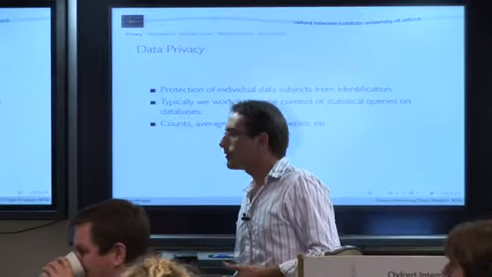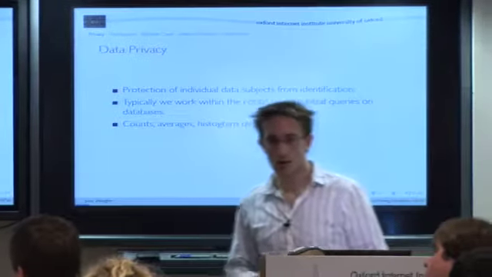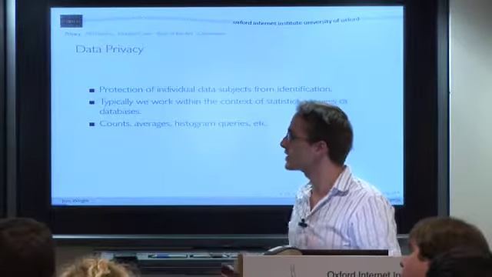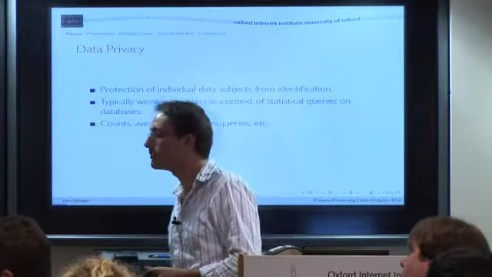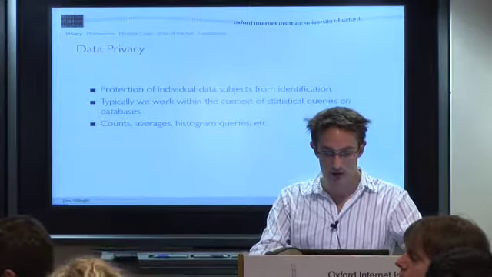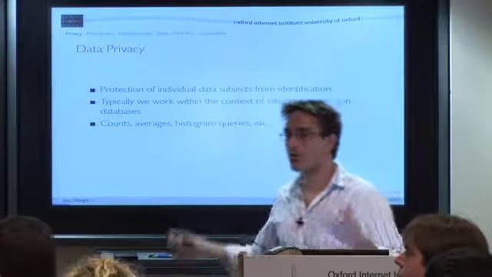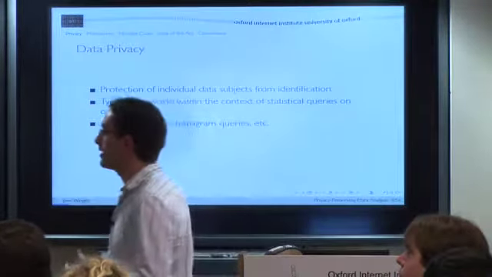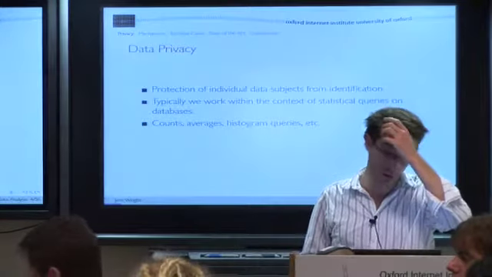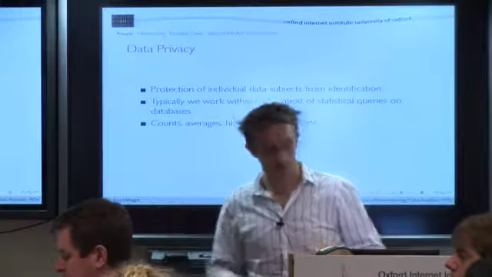So if we're interested in protecting data subjects from identification, we're usually going to be talking about databases, or an abstraction of databases, where we have some information on people and we're going to do some sort of processing on that data. We're going to focus here on statistical queries in databases. This is things like counts: how many people are there in the database? Averages: what's the average height of the people in the database that we're looking at? And histograms, where you break down the people into certain categories.